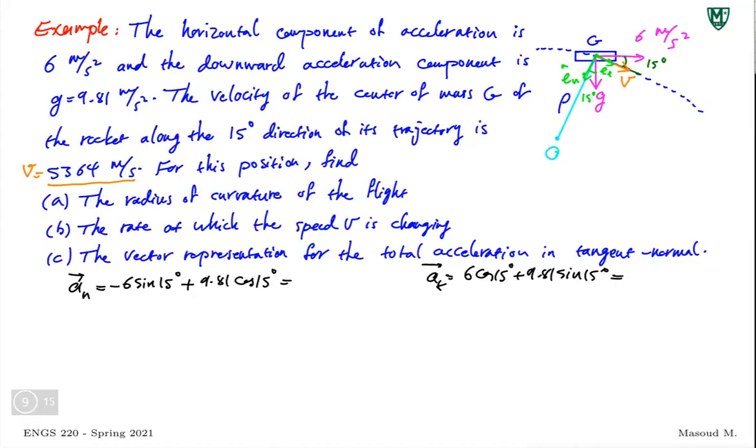If you do these, you will get 7.923 meters per second squared, and this one becomes 8.33 meters per second squared. So instead of previously, where you had one vector going from one coordinate system to another, from normal-tangent to xy, now you're going from xy to normal-tangent, but instead of one vector, you have two components, 6 meters per second squared and g downward.